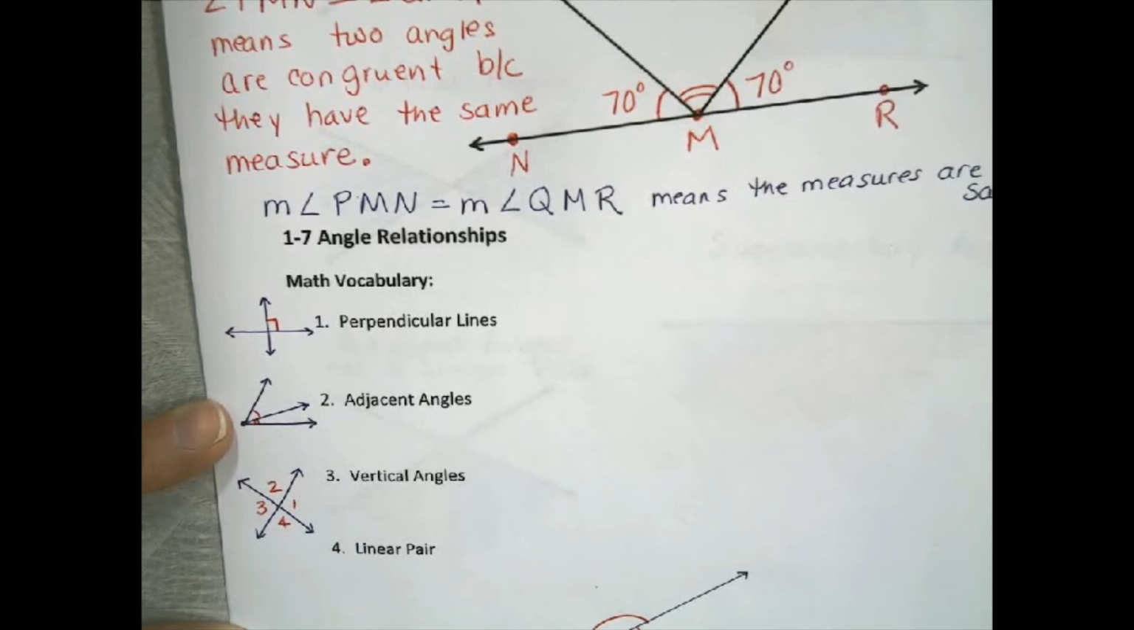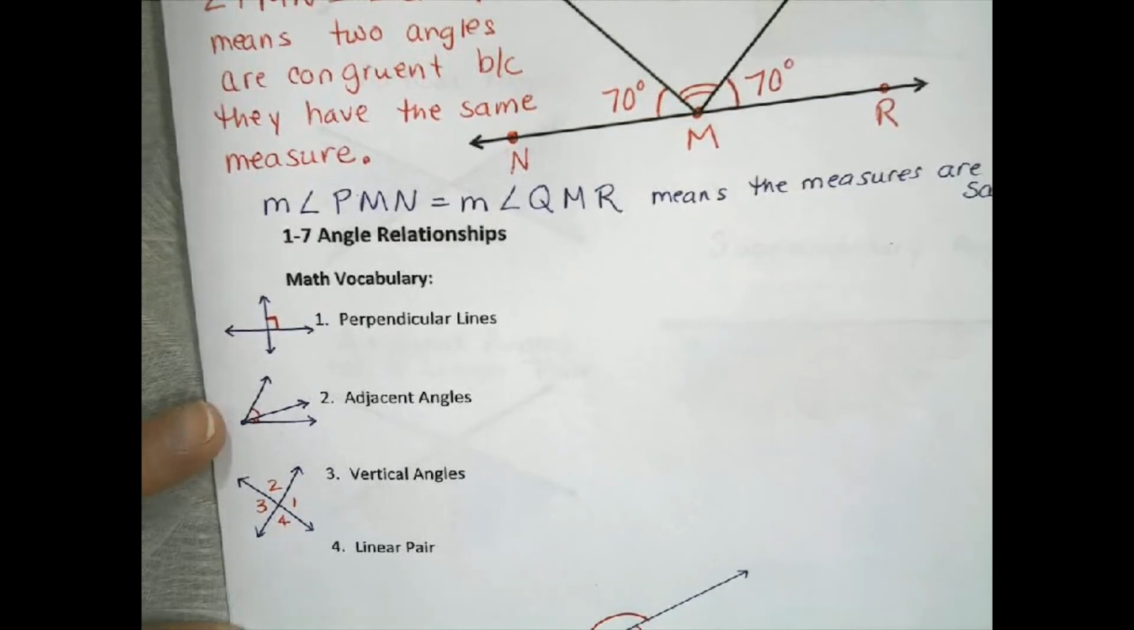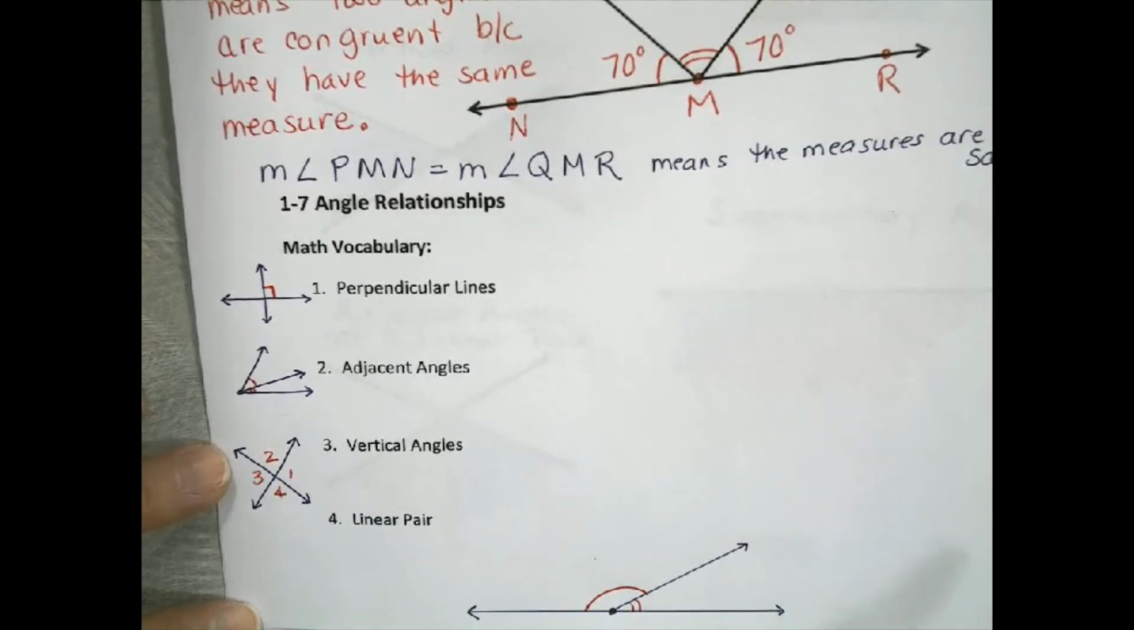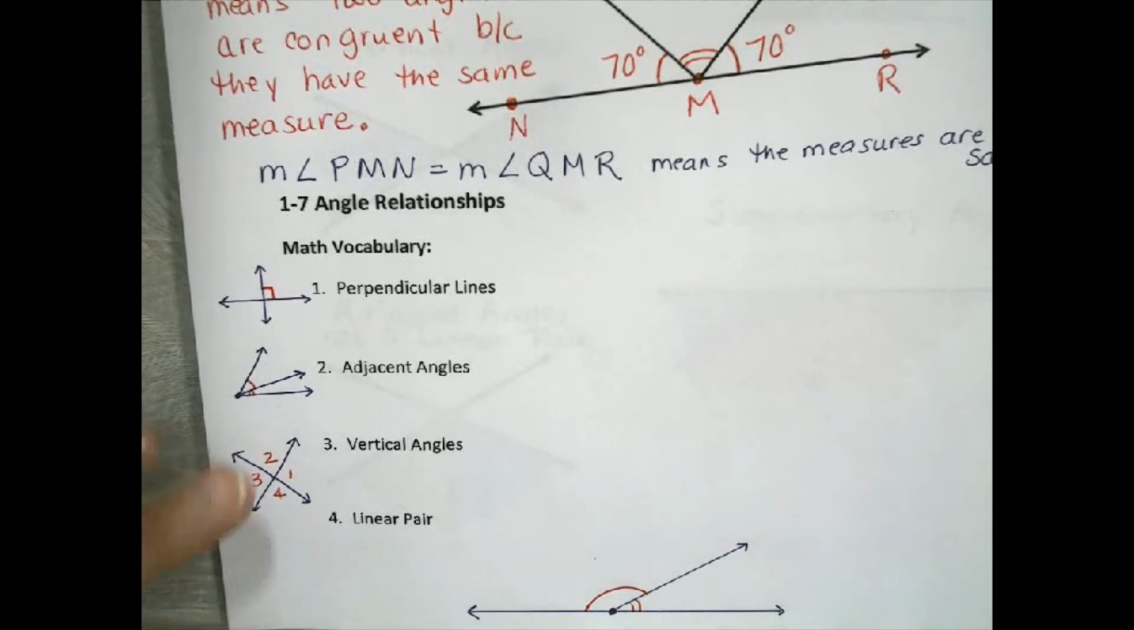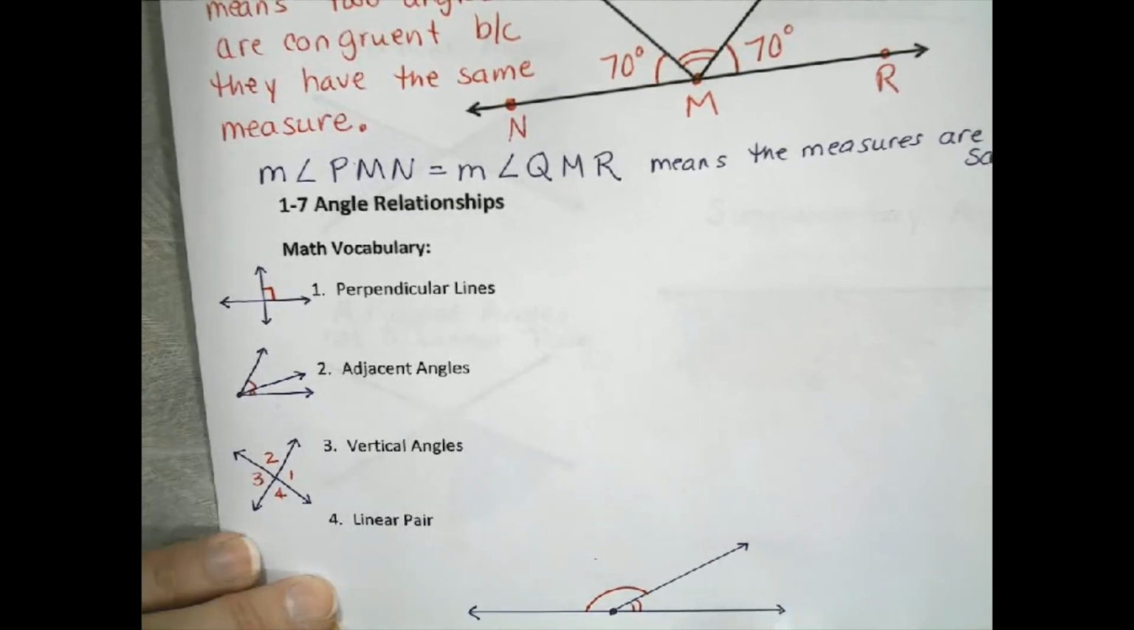A linear pair is formed when adjacent angles have non-common sides that are opposite rays. So in this case, I have two separate angles. The side that they don't have in common forms a straight line. Those are a linear pair.